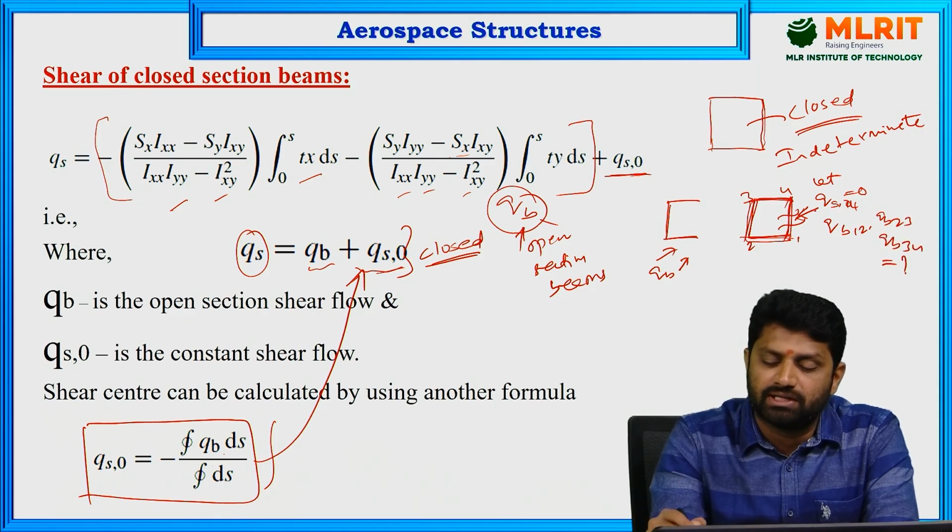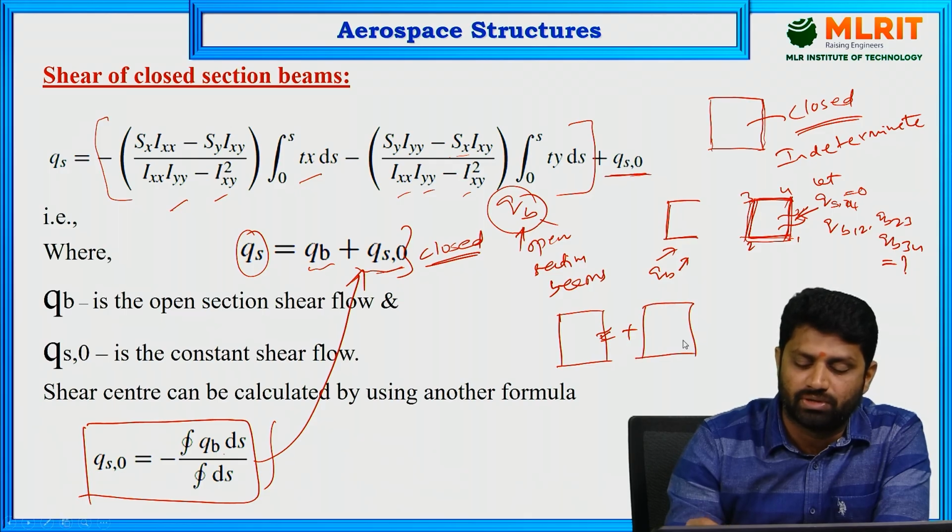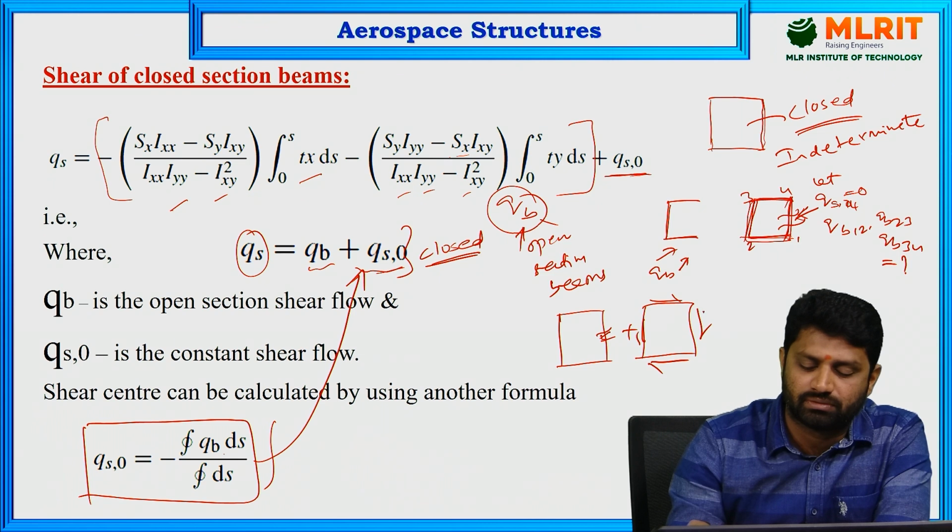Once you get these open section shear flows, the panel is where we made the cut. Then you have to add the additional constant shear flow, that is qs0, everywhere for all the walls: qs0, qs0, qs0, qs0.